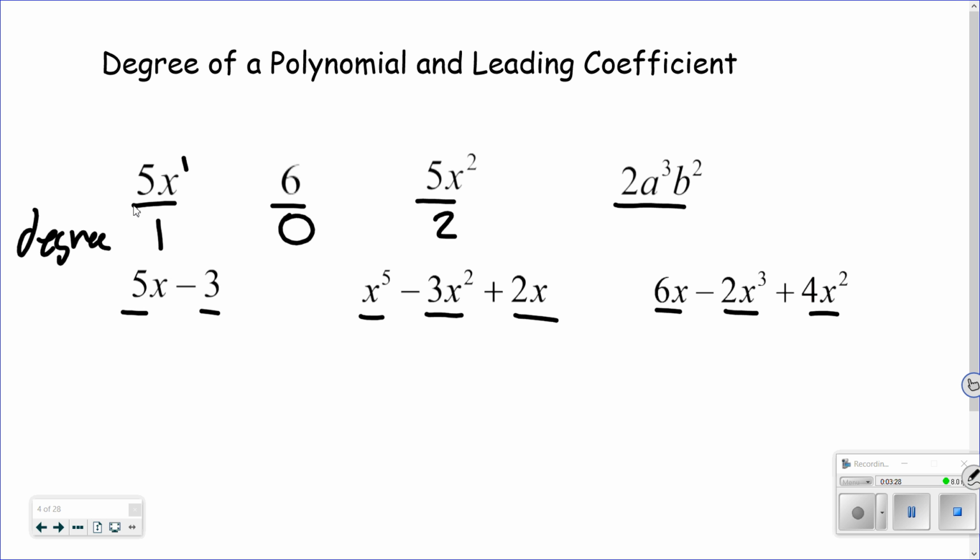2a cubed b squared. Okay, so if you look at those, we've got 2 variables now. We add the exponents of the variables, so 3 plus 2 is 5. So that 2a cubed b squared we do consider to be degree 5.